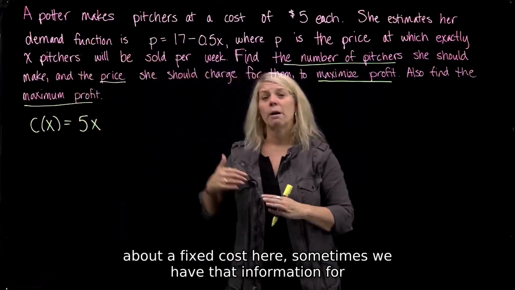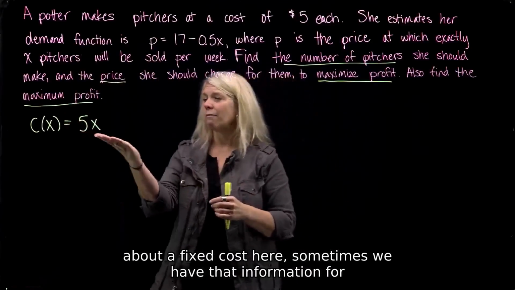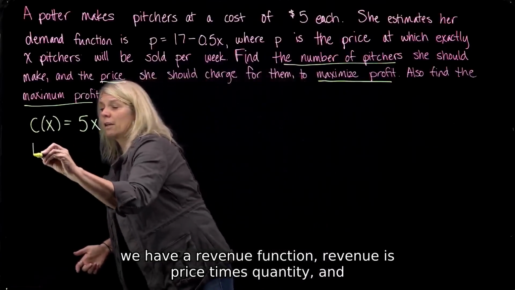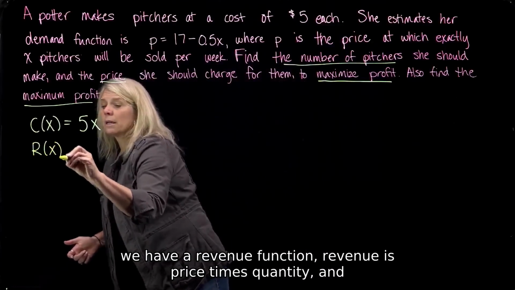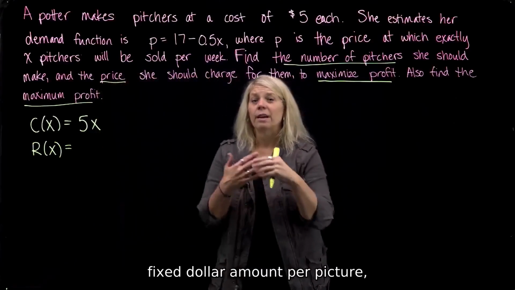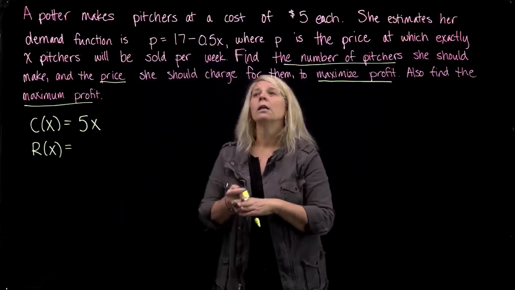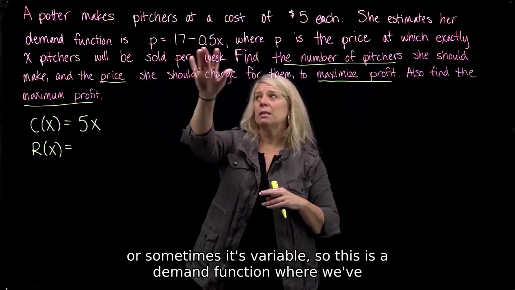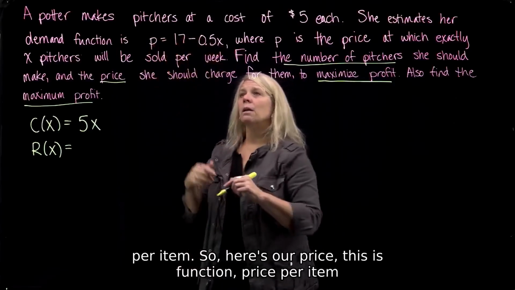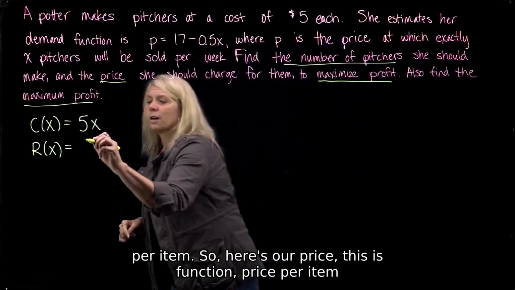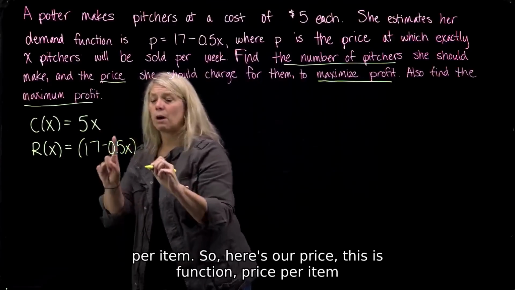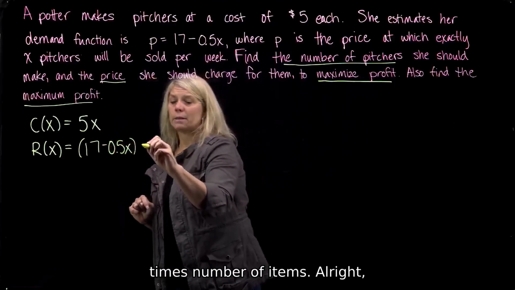We don't have information about a fixed cost here. Sometimes we have that information for our cost function. Then we have a revenue function. Revenue is price times quantity. And sometimes the price is fixed. Perhaps we know that she's going to sell them for a fixed dollar amount per pitcher. Or sometimes it's variable. So this is a demand function where we've got a variable price per item. So here's our price, this function. Price per item times number of items.